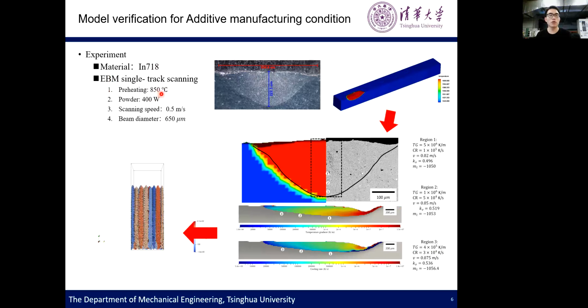The preheating temperature is 856 degrees. The power is 400 watts. The scan speed is 0.5 meters per second. The beam diameter is 650 microns.